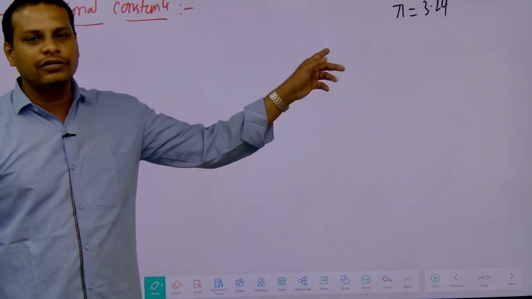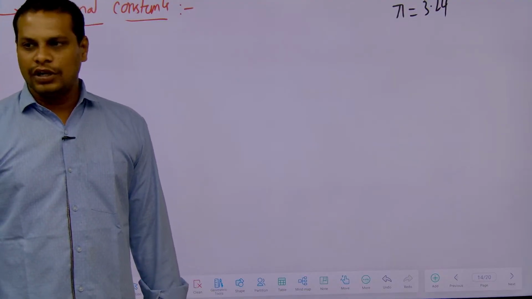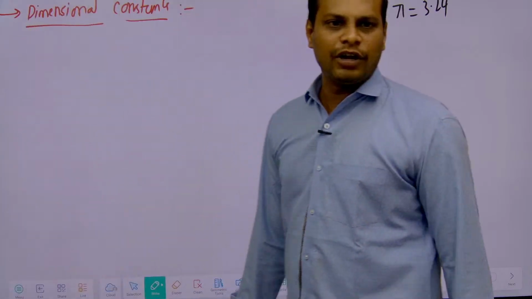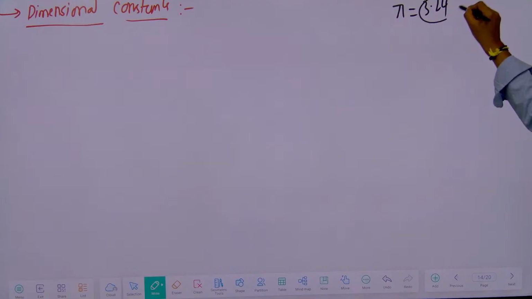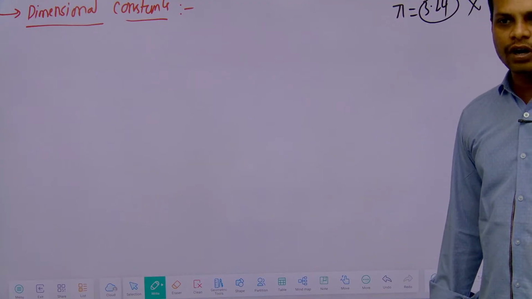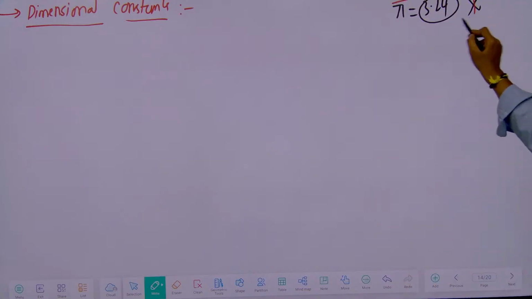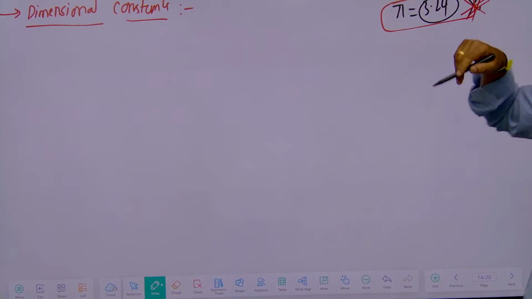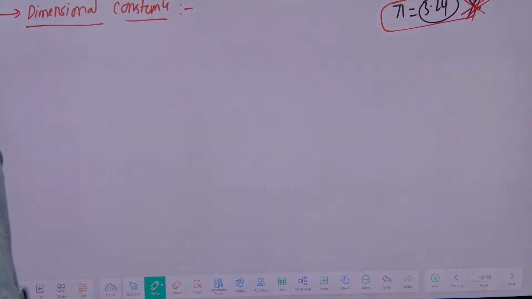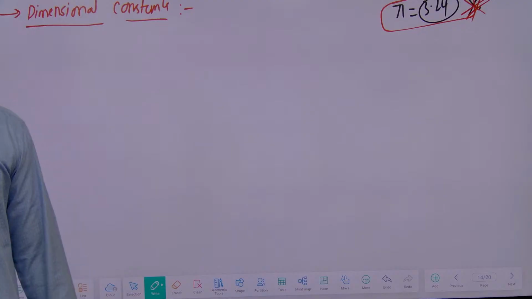Now what is the pi value? 3.14 is actually a constant value. For numbers, there is no dimensional formula. Pi equals 3.14, it is a number. This number doesn't have a dimensional formula. Just remember, for numbers there is no dimensional formula, and for pi there is no dimensional formula. But there are some constants which have a dimensional formula.